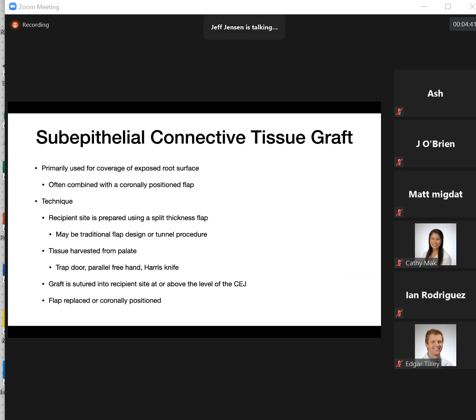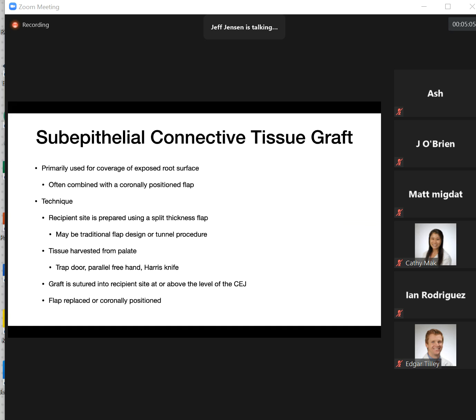Okay, awesome. So the first surgery that we'll talk about is what's called a subepithelial connective tissue graft. So this is a gum graft in the sense that you normally hear it used when people say I had to get a gum graft. This is likely the graft that they received. The primary use for this is to cover an exposed root surface.